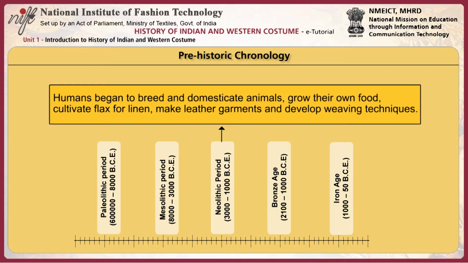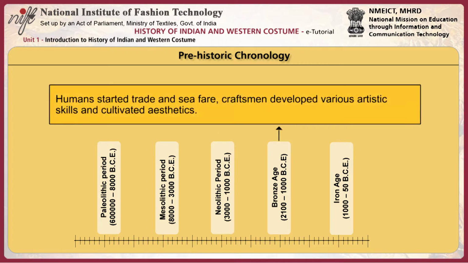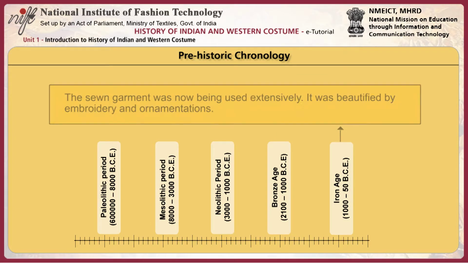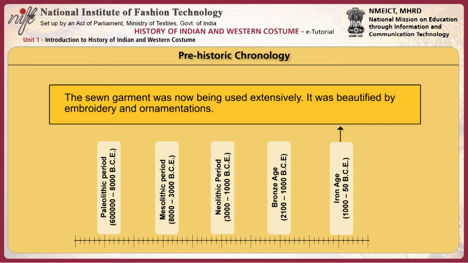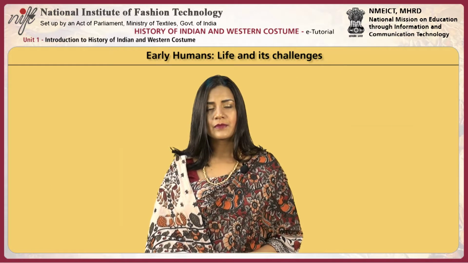Humans began to breed and domesticate animals, grow their own food, cultivate flax for linen, make leather garments, and develop weaving techniques. Humans started trade and seafaring. Craftsmen developed various artistic skills and cultivated aesthetics. The sewn garment was now being used extensively. It was beautified by embroidery and ornamentations.